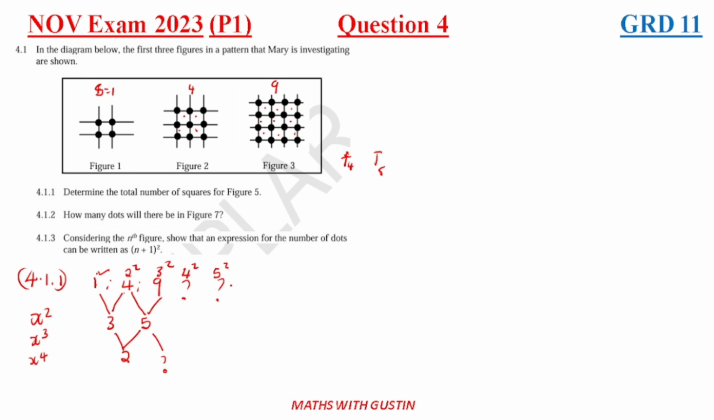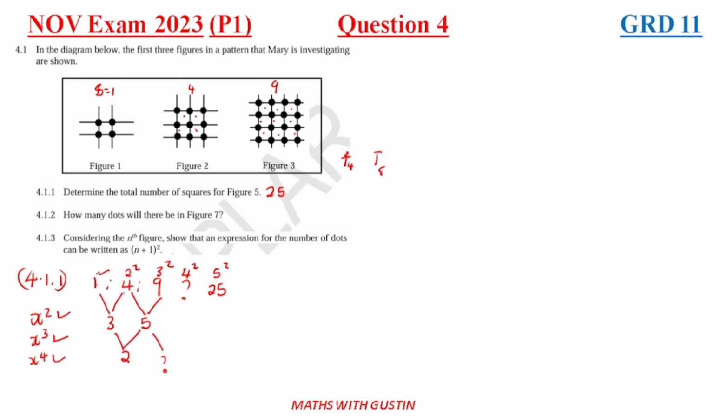So therefore the number of squares in figure 5 has to be 25. I hope you can understand, guys. I'm going to say it again, please note: if you see that the pattern does not follow either linear or quadratic, check for x squared, x cubed, or x to the power of 4 on your numbers. You will see that they will follow one of those. All right, so now let's see.